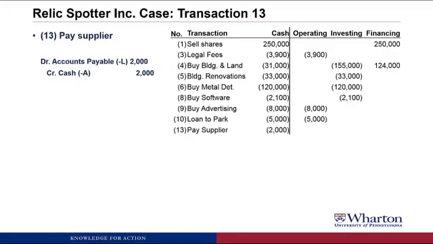Next, we skip another couple of non-cash transactions to go to transaction number 13. Here, Relic Spotter paid $2,000 cash to its supplier. This was for the inventory that it bought on account in transaction 7. So is this $2,000 cash paid to the supplier operating, investing, or financing?